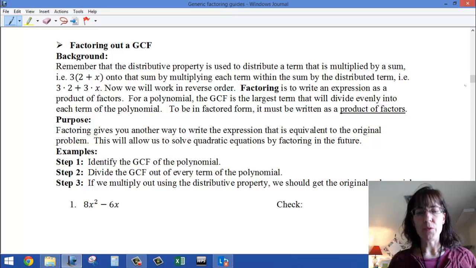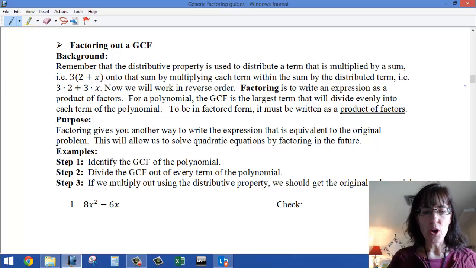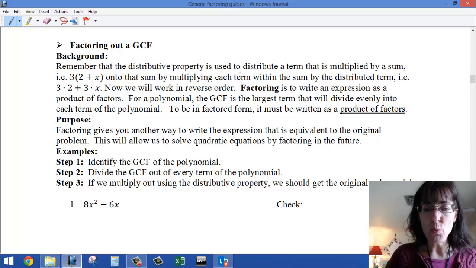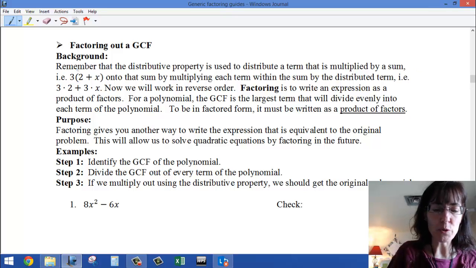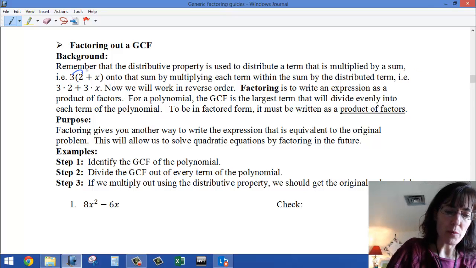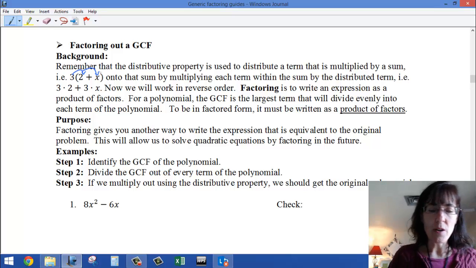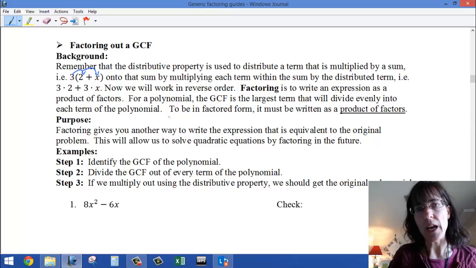Factoring out a greatest common factor. Remember the distributive property. We used it a little bit in the last section. We use it to distribute a term that's multiplied by a sum, like this 3. We multiply like this. That's the distributive property. And you end up with 3 times 2 plus 3 times x. Okay, and then you would have 6 plus 3x.